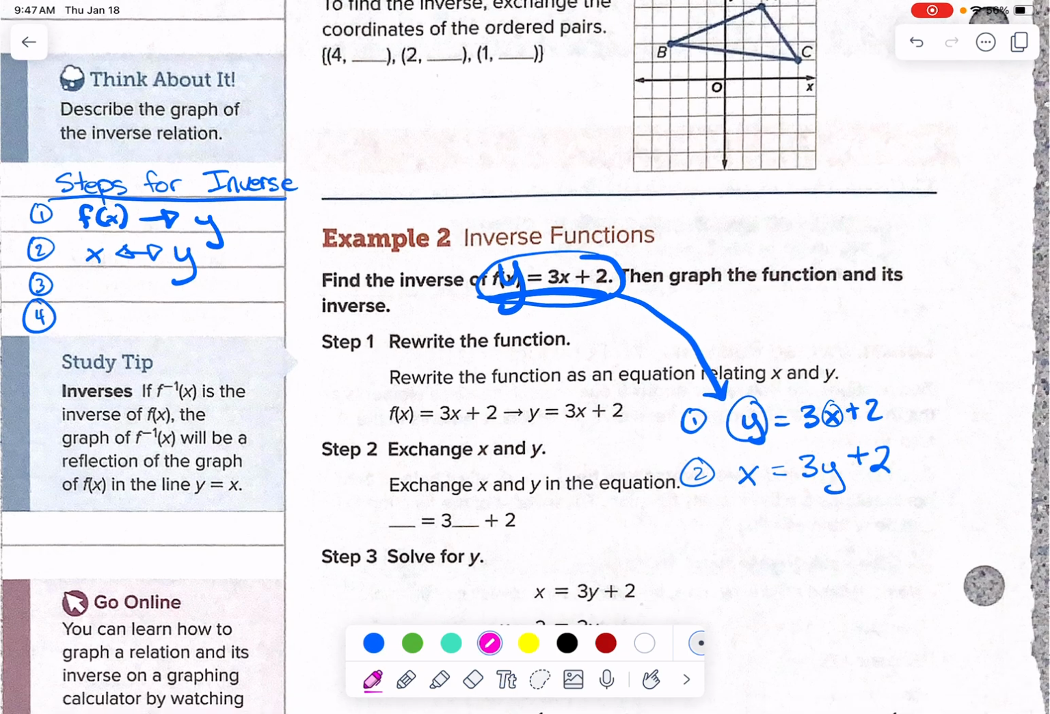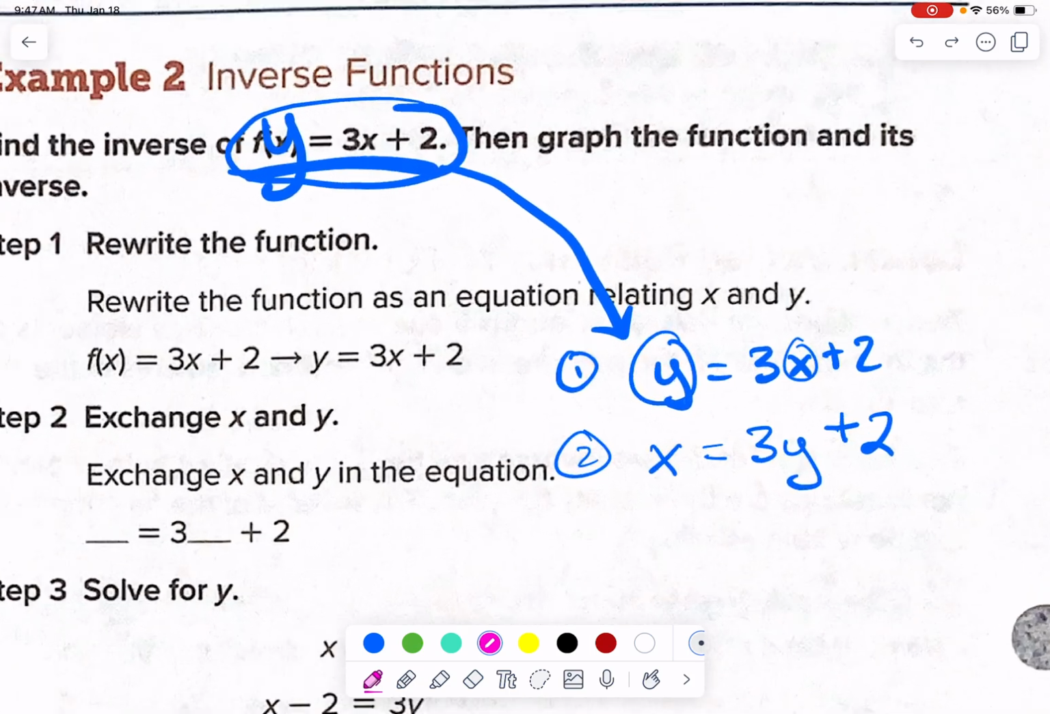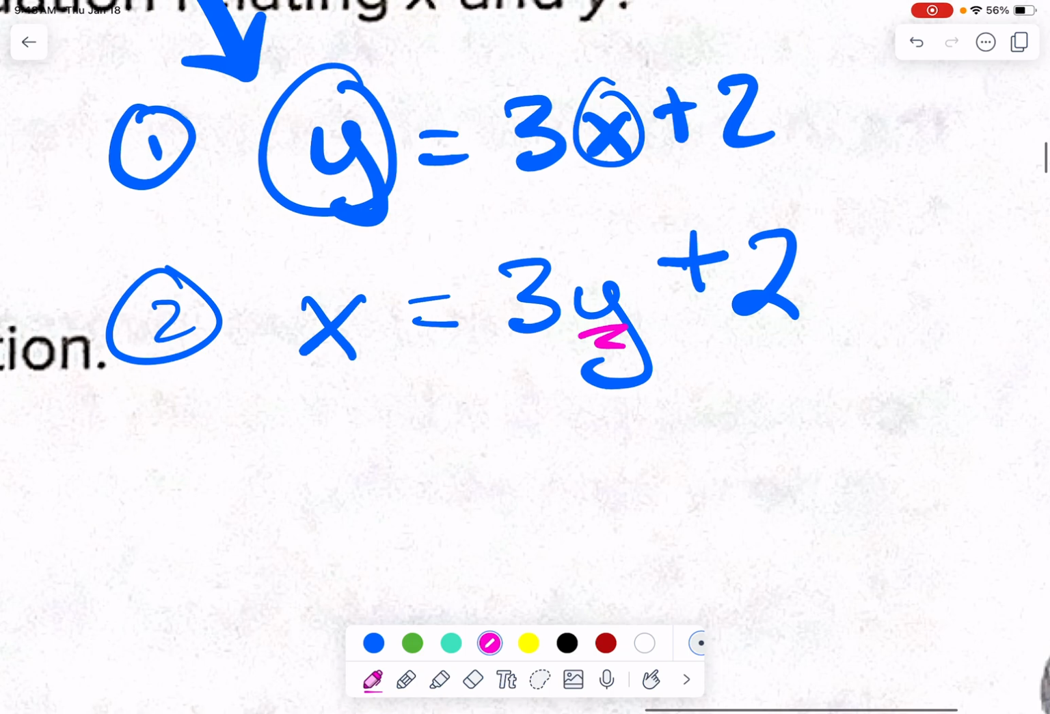Okay, step number 3, I'm going to put him in a different color because he is the hardest step. This one is not the hardest. I mean, it's the longest step. You're going to solve for y. Now that y is inside of the right side of the equation, we're going to try to get it by itself. So like we're undoing all of this stuff, finding the inverse. We're undoing and solving for y here, okay?